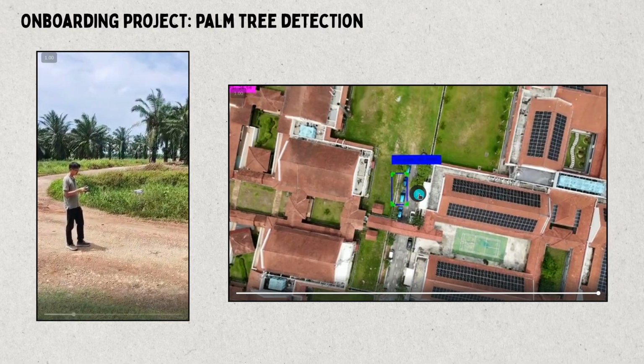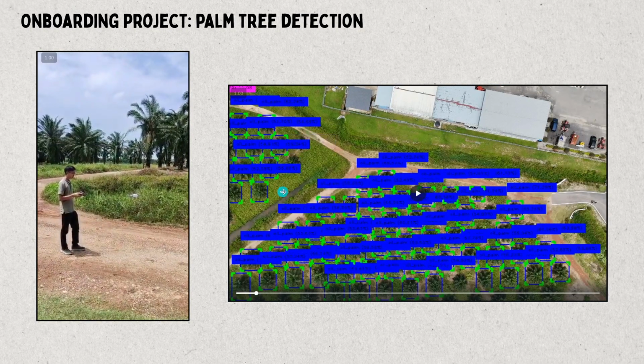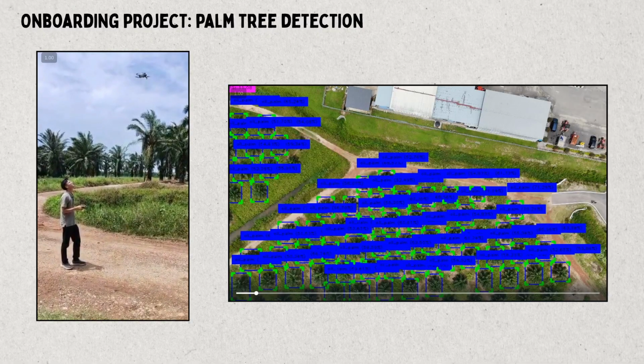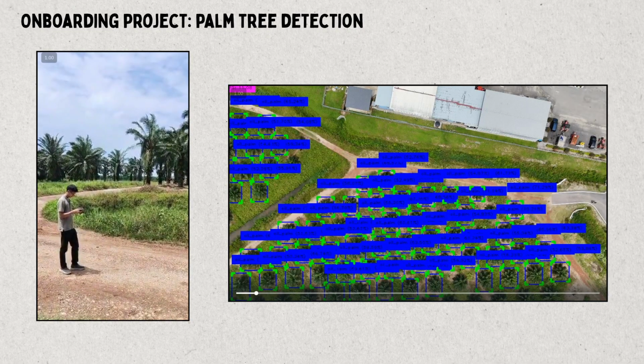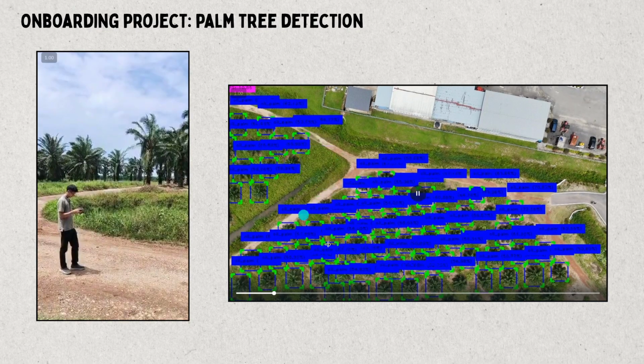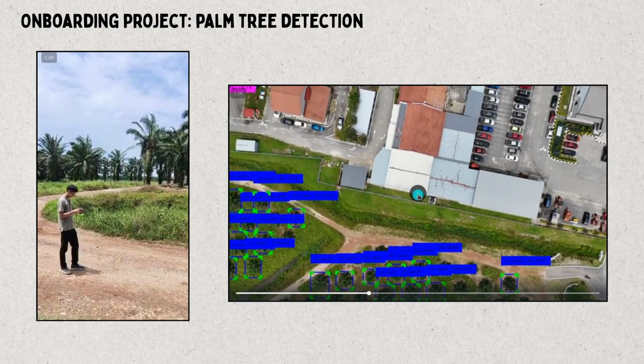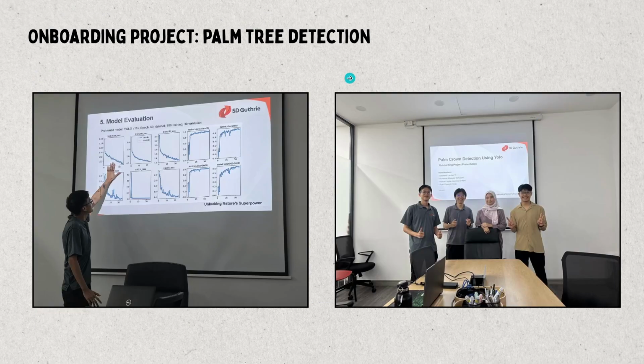The right side is the inference test. Of course, in between we did some data labeling, augmentations, and training. And the right part is the end result, the inference test. Once we finished the project, we also had to present it to the robotic team, and these are my teammates who worked on this project.